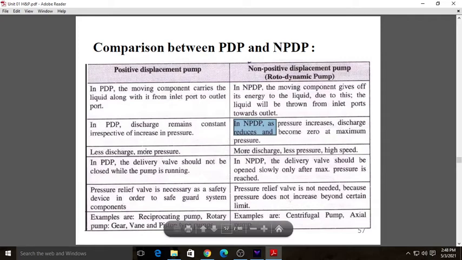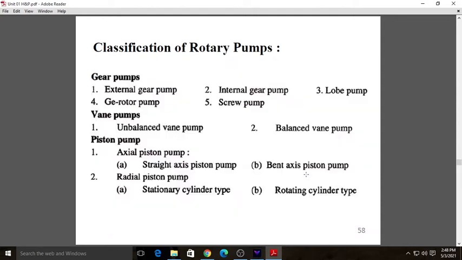For the positive displacement pump, less discharge but more pressure. More discharge with less pressure in the case of a non-positive displacement pump. In a positive displacement pump, the delivery valve should not be closed while the pump is running, but in a non-positive displacement pump, the delivery valve should be opened slowly only after maximum pressure is reached.